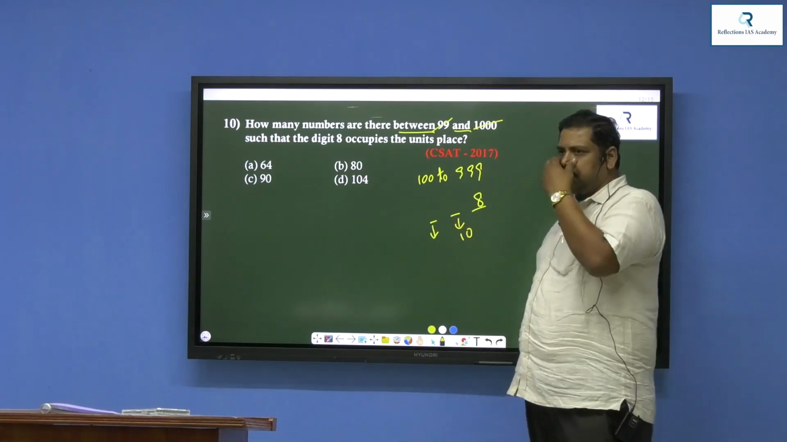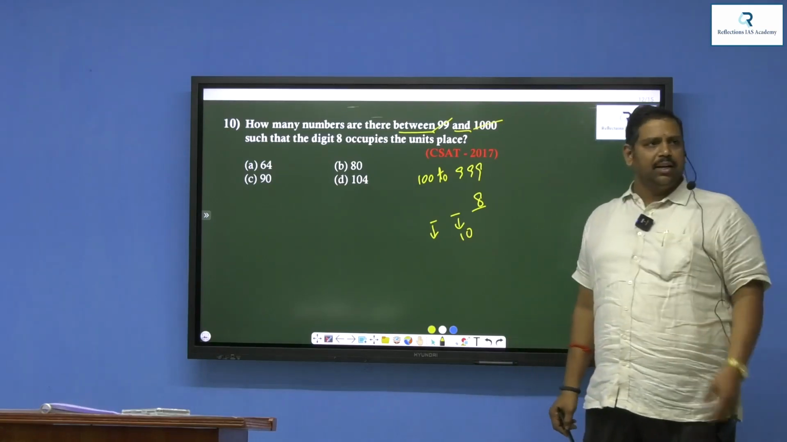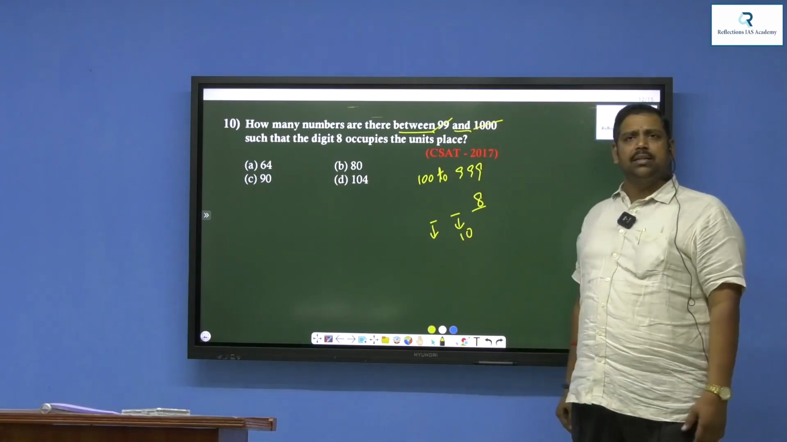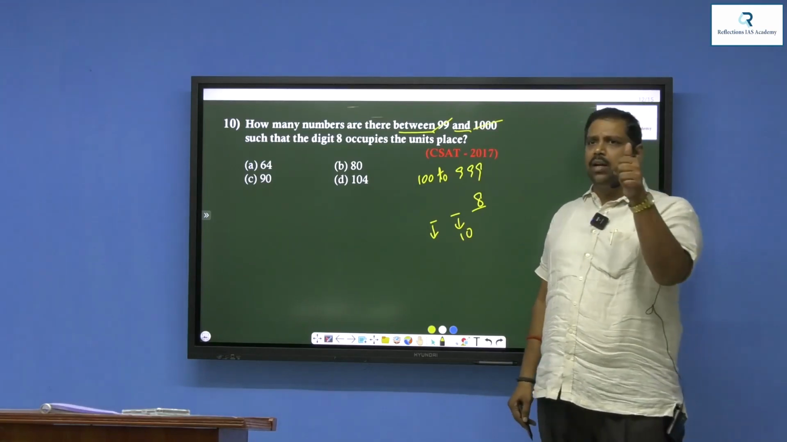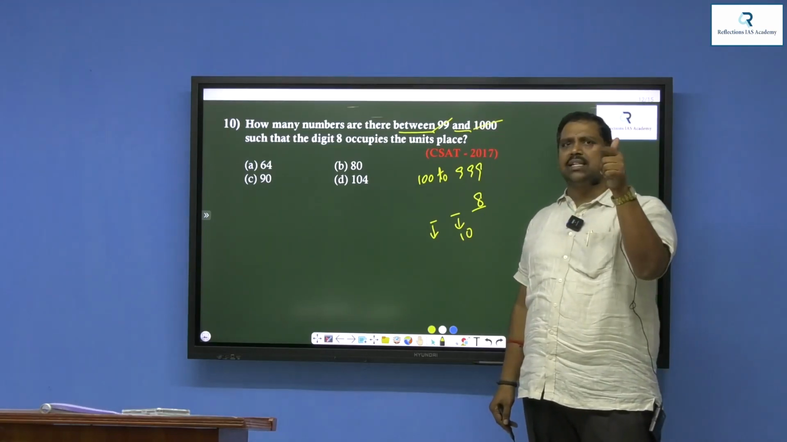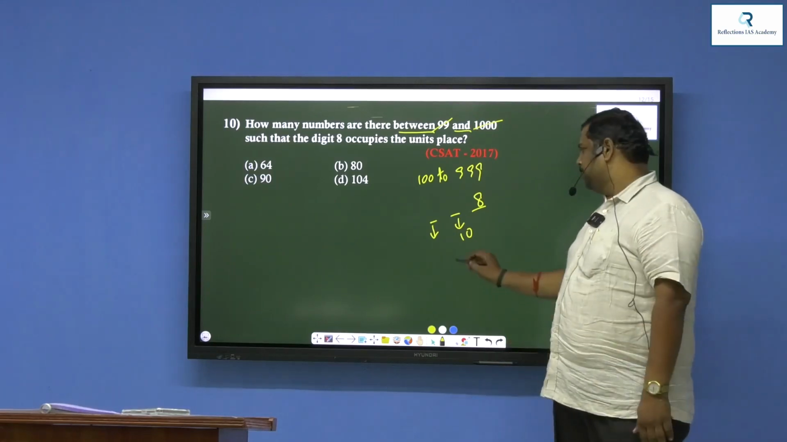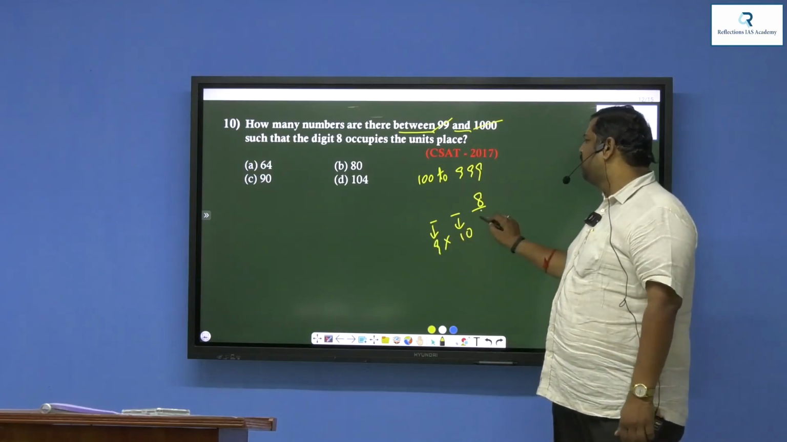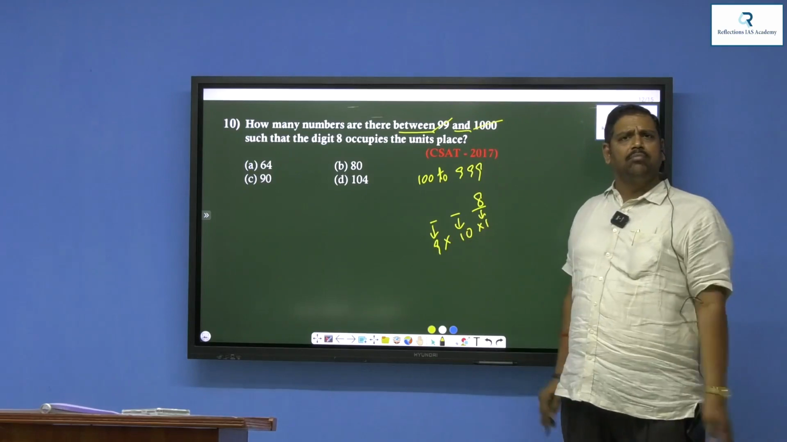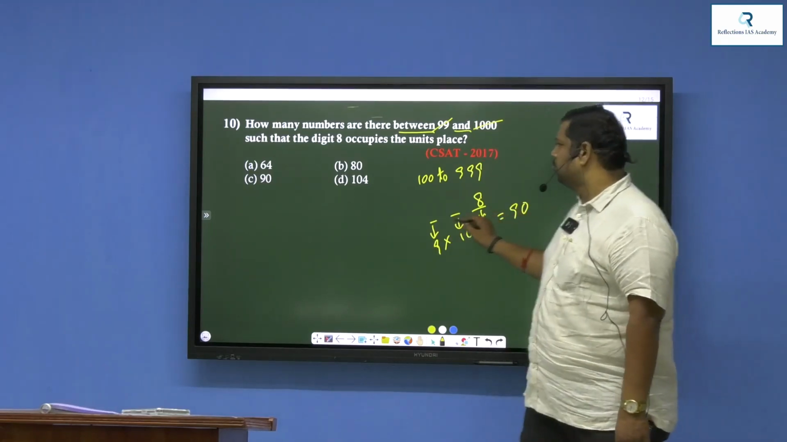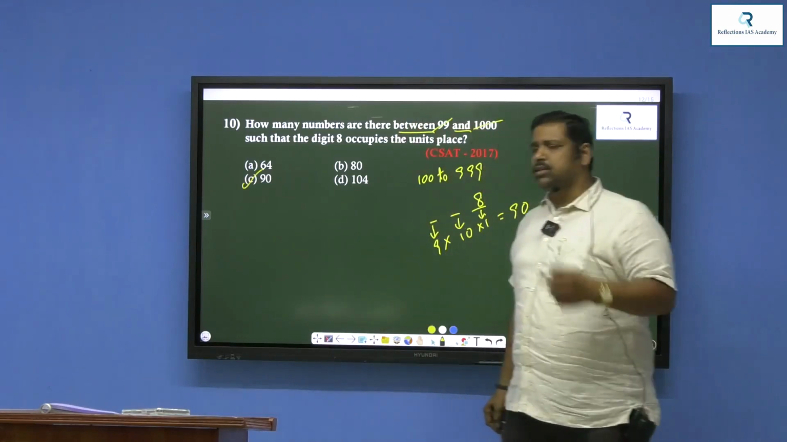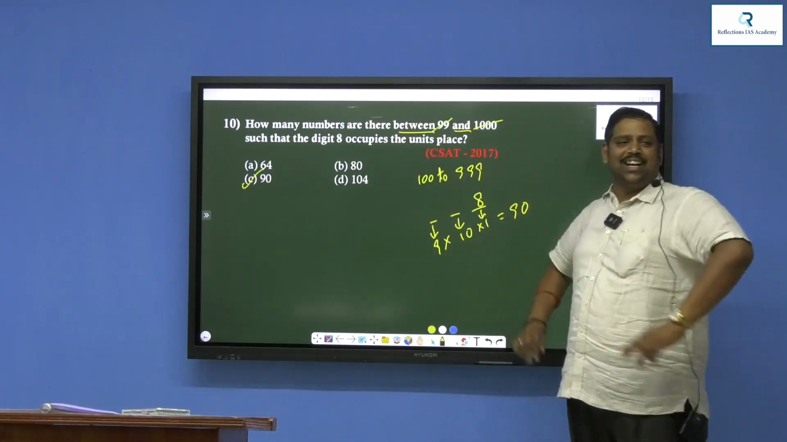What about the first digit? It should be a 3-digit number, so the first digit should not be 0. It can be 1, 2, 3, 4, 5, 6, 7, 8, 9. Here only one way, since 8 has to occupy the units place; that's already fixed. So how many ways? Don't say 90. The answer is 90.